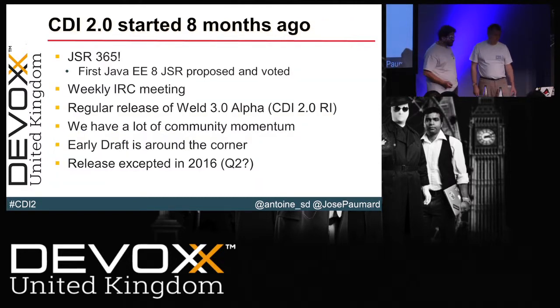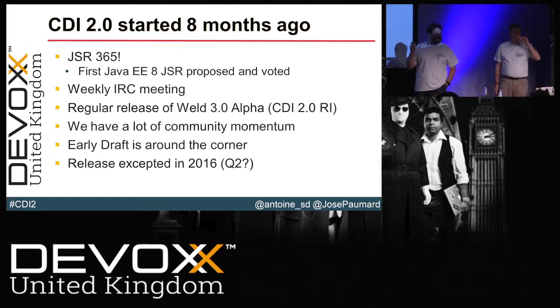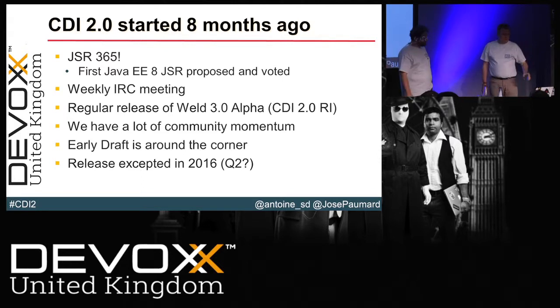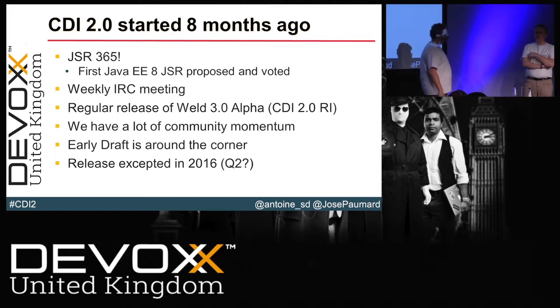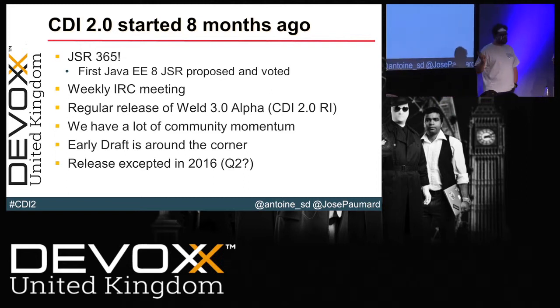Okay, so let's take some news of the CDI 2.0 spec. It started 8 months ago, as I said at the beginning. So it's JSR 365. Very, very proud to have this number. It was the first Java 8 JSR that was proposed on vote. We have a very open expert group. We are meeting every week on RFC, keeping track of all the conversation. The minutes are kept and accessible on our website.